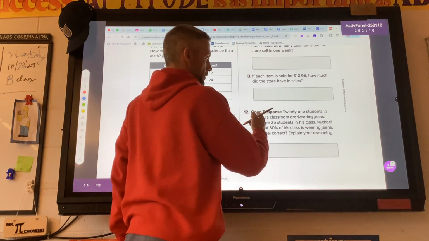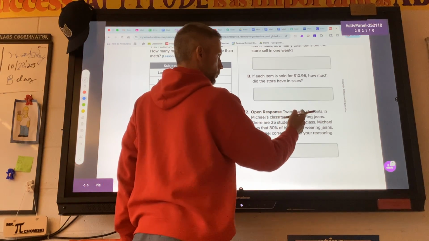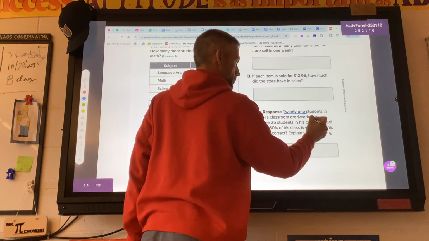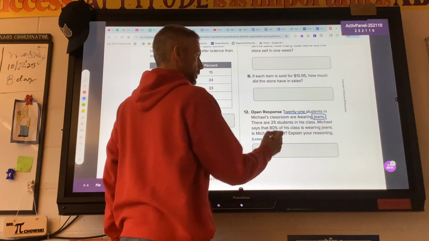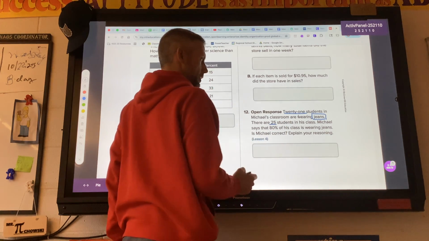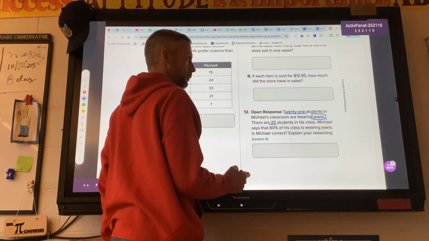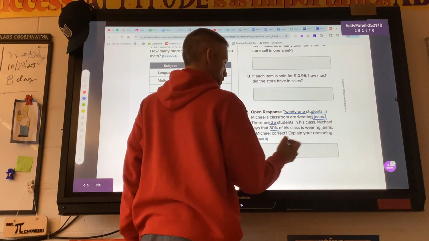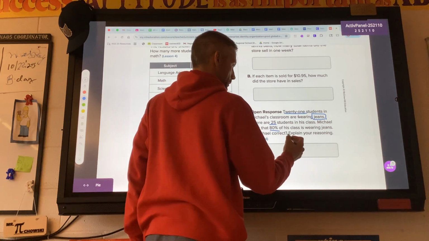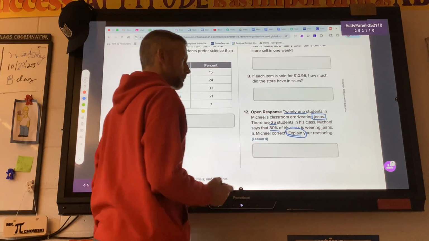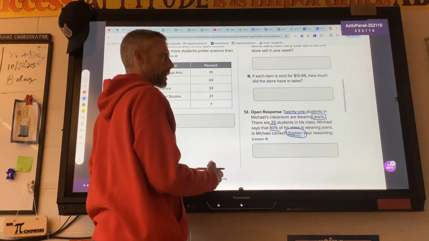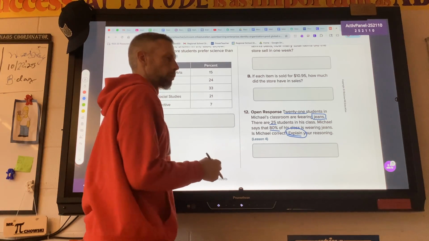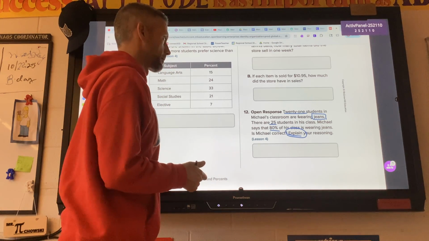Let's read it together. Open response: 21 students in Michael's classroom are wearing jeans. There are 25 students in his class, so that has to be the total. Michael says 80% of his class is wearing jeans. Is Michael correct? Explain your reasoning. So we have to show our math and then explain why we believe Michael is correct or why we believe Michael is not correct.